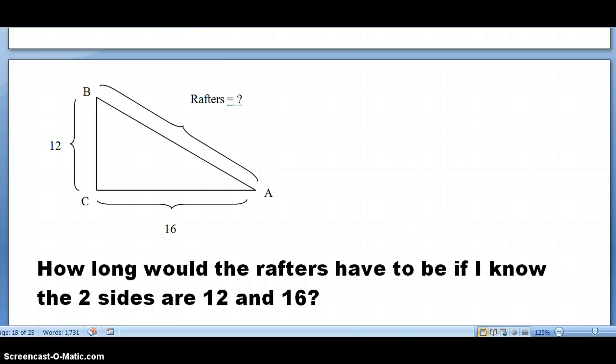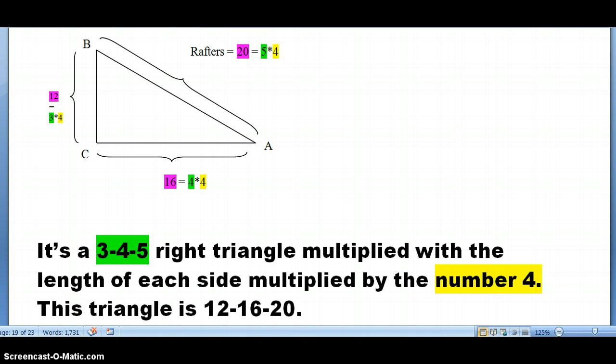If we had two legs that were 12 and 16, what would the length of the rafters have to be? I'm going to pause the video right here, or you can pause it and see if you can figure it out, and then I'll continue with the answer. Here's how you would work this.